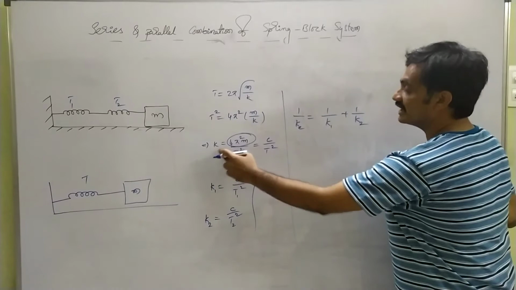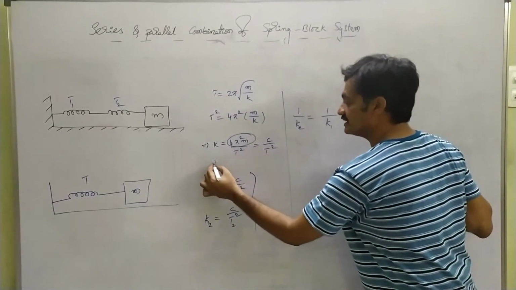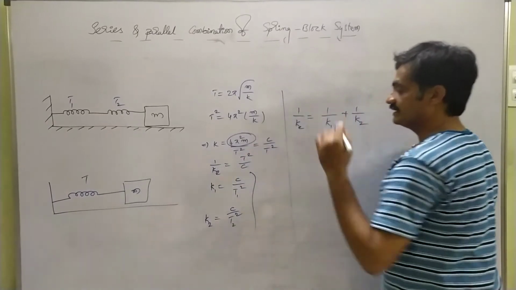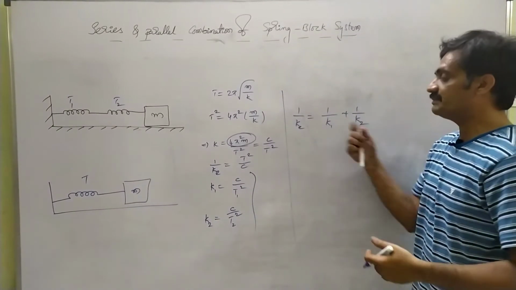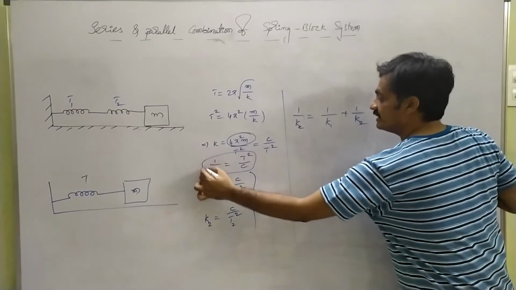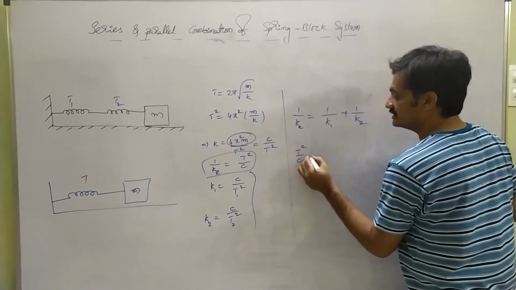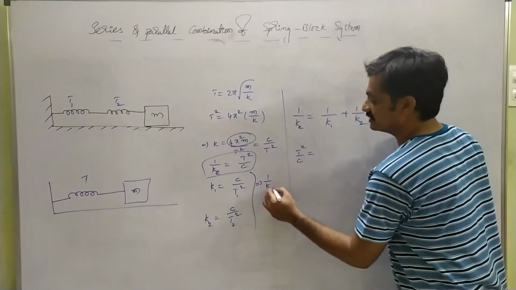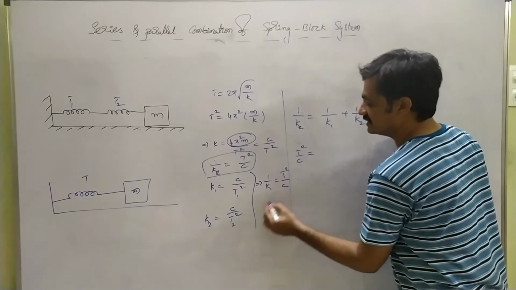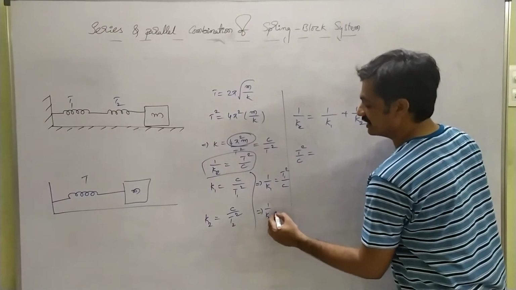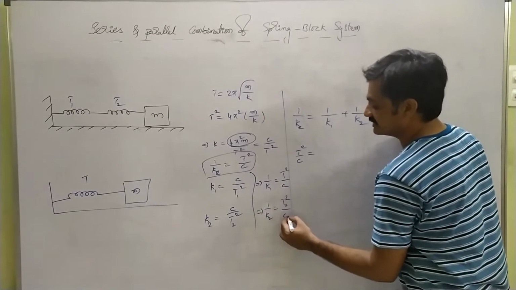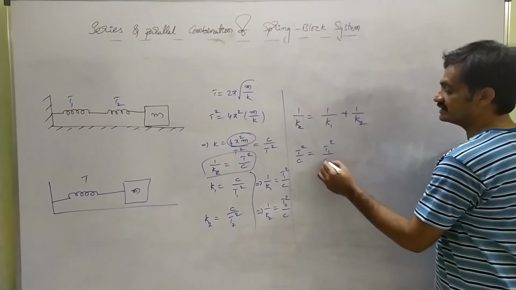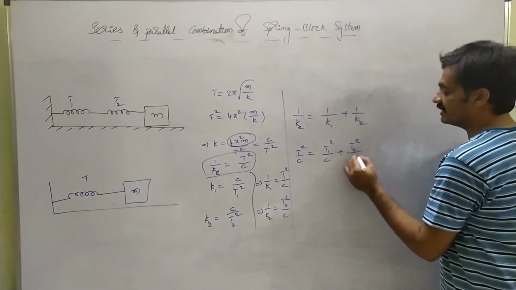Observe that here we have k equals c by T square, and if we represent it as 1 by k suffix s, we have T square by c, because we are representing it as a reciprocal. Here also we have 1 by k1 equals t1 square by c, and we can represent 1 by k2 as t2 square by c. As we substitute these values in this equation, we have t1 square by c plus t2 square by c.